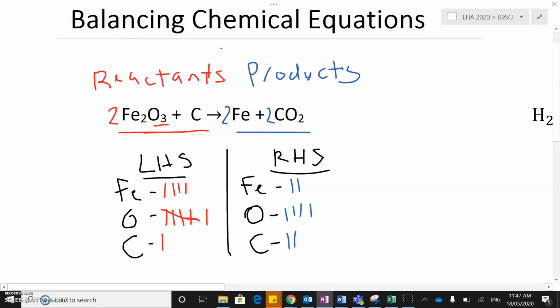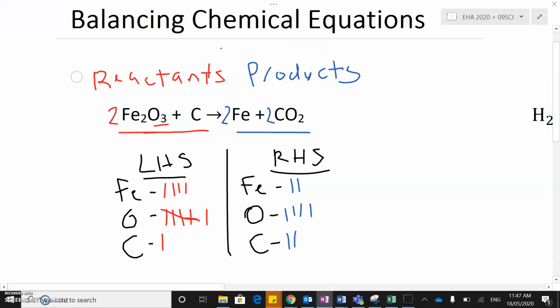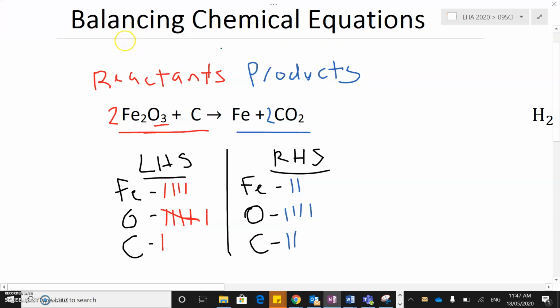Now I need to change this coefficient that I put out the front of my iron. This one here, I had 2. I now need that to be a 4, don't I? Because I've changed the coefficient on the left-hand side, I need to adjust the right-hand side. I had 2 irons, and I've got 4 on the left-hand side, so I now need to change that to a 4. So I've got 4 irons. That's good. That's balanced now.